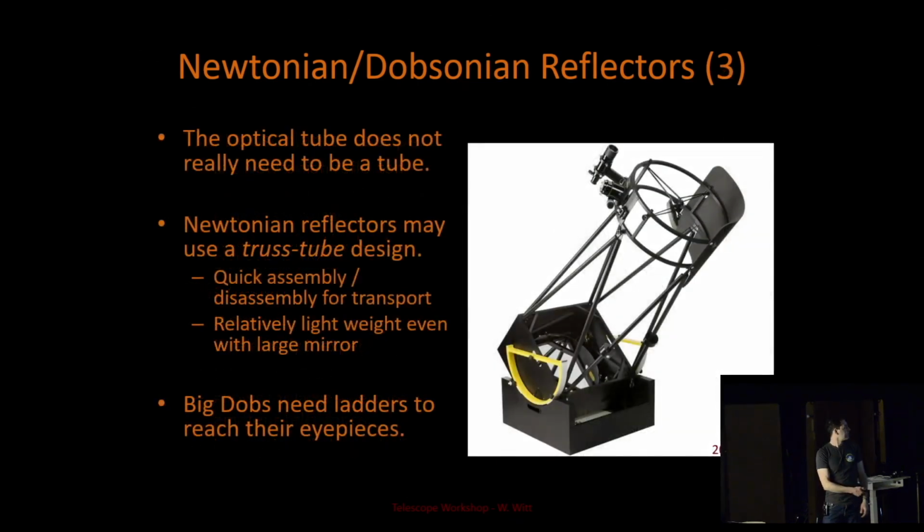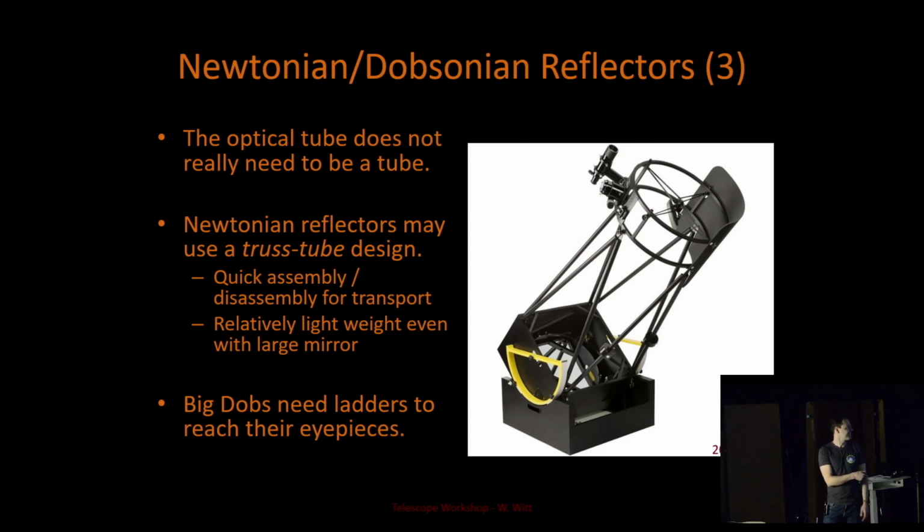Or you can buy it too. And so then you can take this and keep getting bigger and bigger. And here you can kind of see a similar style reflector, right? Mirror here, secondary mirror, and eyepiece up there. So Dobsonian, Newtonian style. But it looks like it's missing something, right?